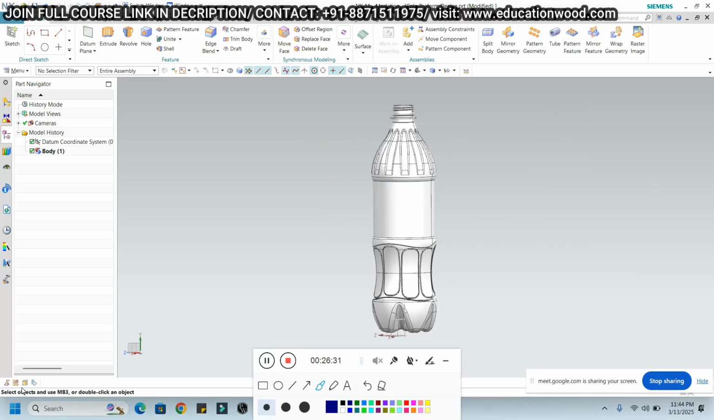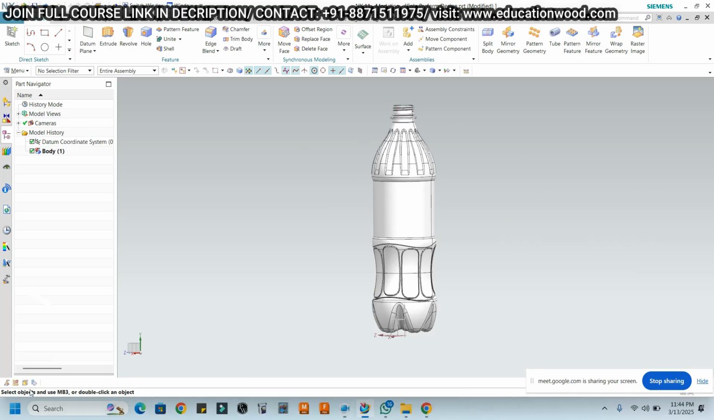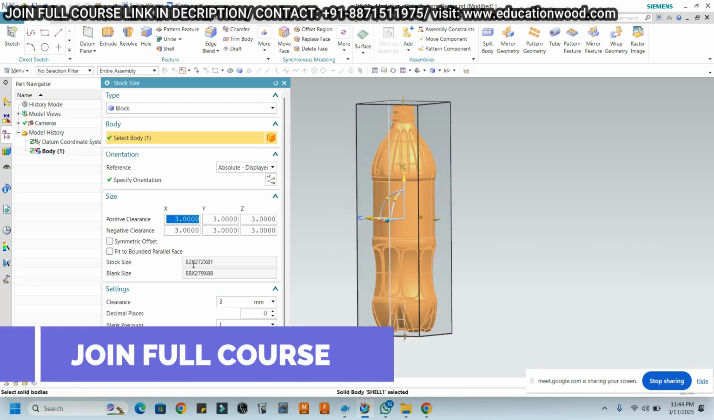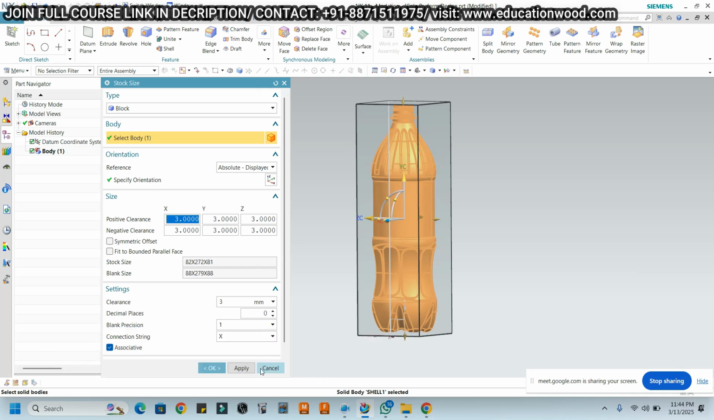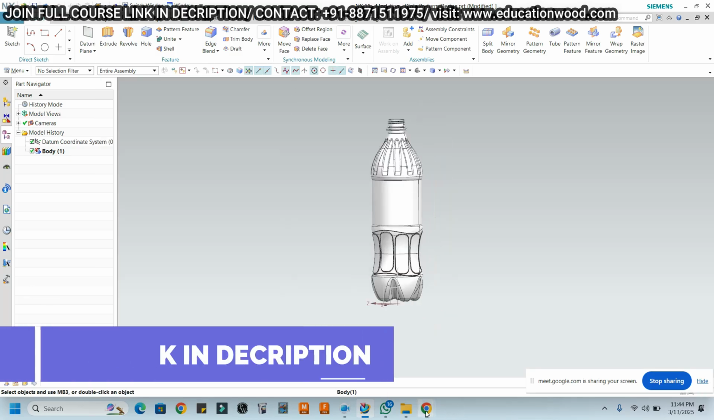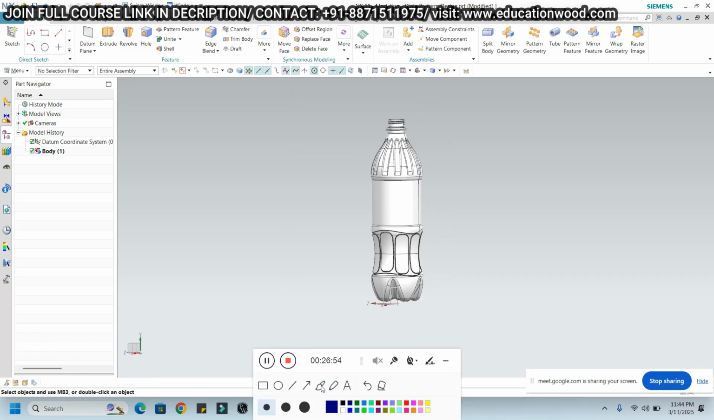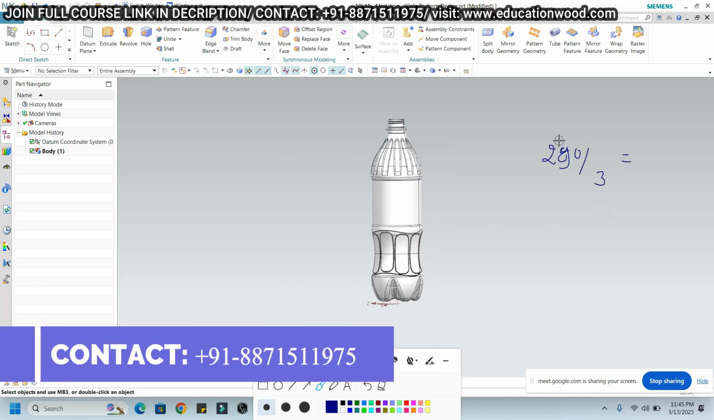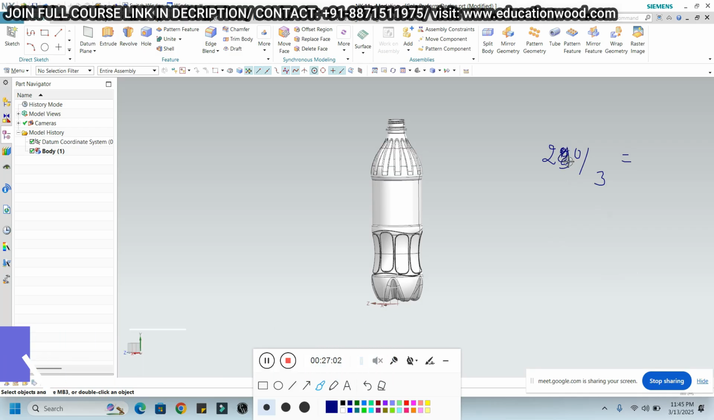So what is the dimension here for this? 272 by 81. Okay, so again, 1 minute. 272 length, 81. 272 or 282, right? You can consider the 280 and 90. Just consider the 280 and 90. So 280 divided by 3, what is the value?